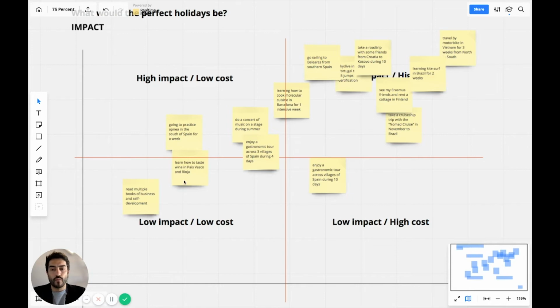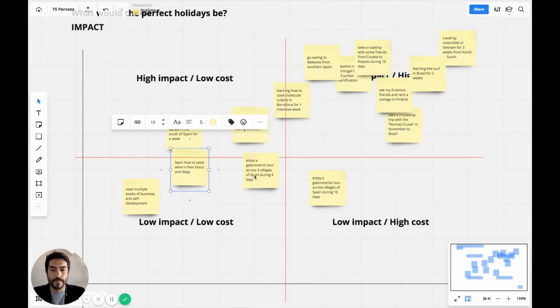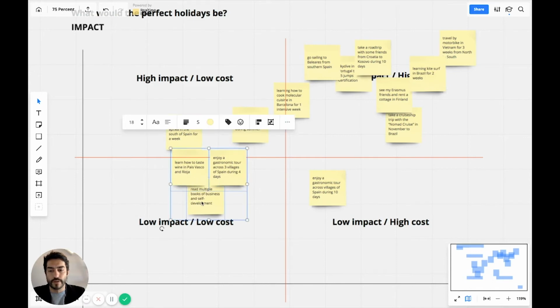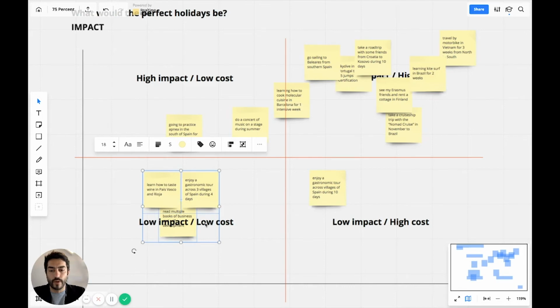Finally, what happens if I have low impact, low cost, and I have lots of different ideas, and I don't have ideas in the high impact, low cost? Let's say my Enjoy a Gastronomic tool would be low impact for the sake of this demonstration. Well, I have learned how to taste wine in País Vasco and Rioja, enjoy a gastronomic tour across 3 villages of Spain, and you have read multiple books, business books and self-development. So all these things are pretty low cost. But when you gather them together, what happens? Suddenly it becomes much more interesting.